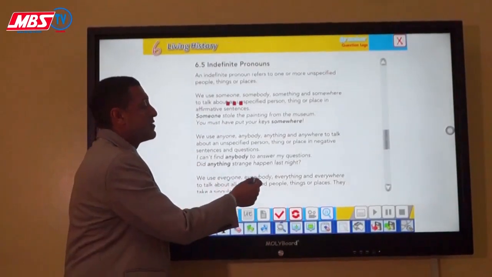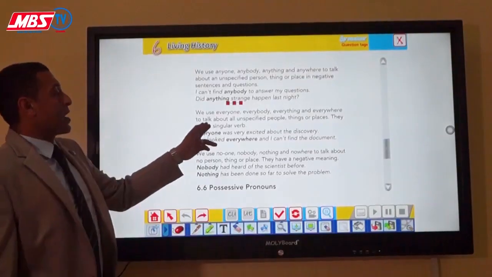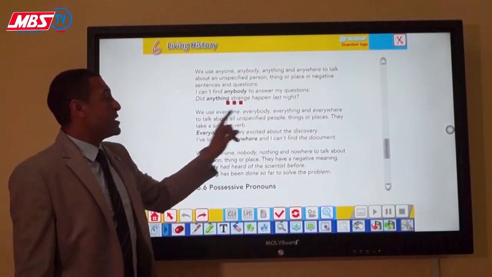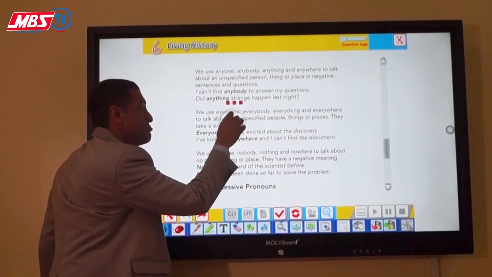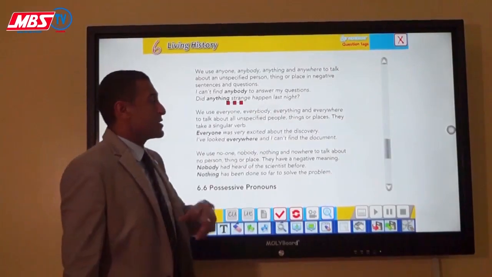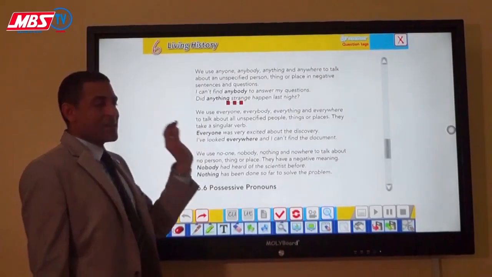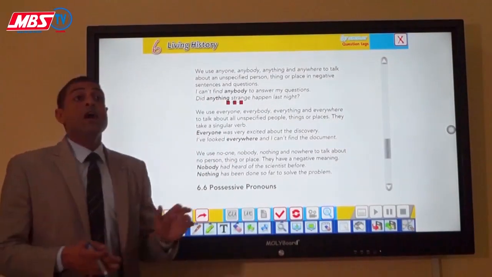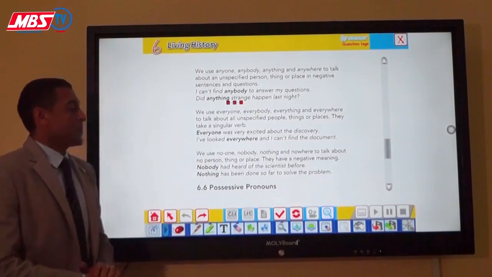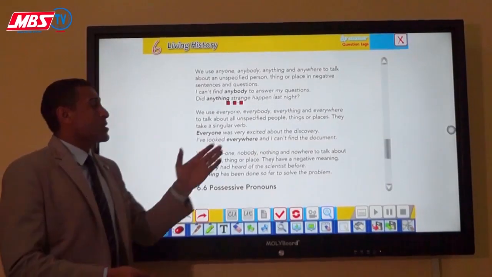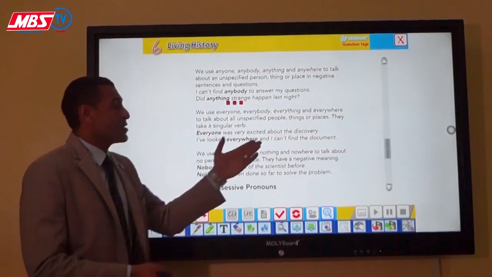Then everyone, everybody, everything, everywhere, to talk about all unspecified people, and be careful with this word. All. So many people, things, places. But here, when I use them, they take the singular form of the verb. So I cannot say everybody are. No, everybody is, or everybody was excited about the discovery. I have looked everywhere and I can't find the document.